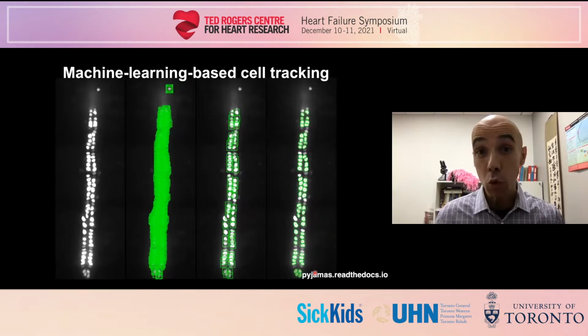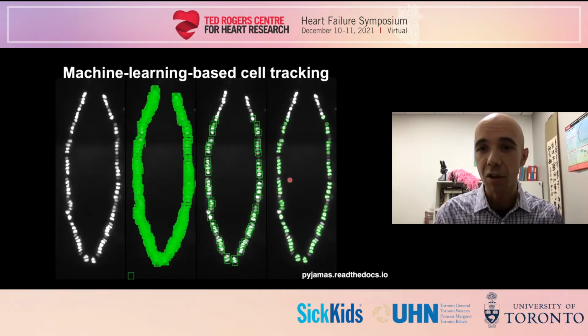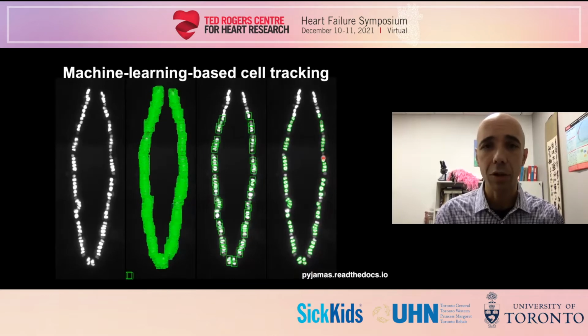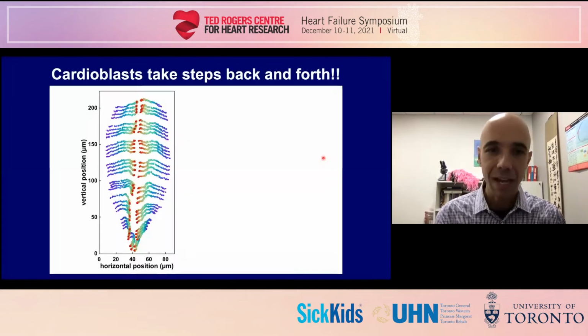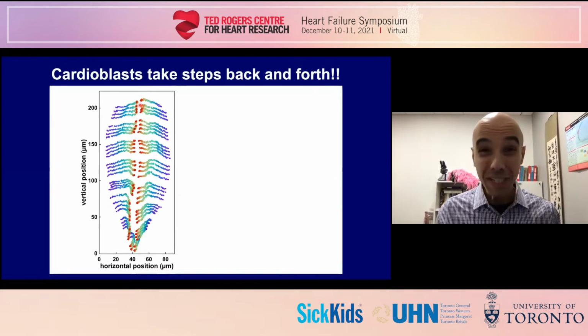Using these tools, we can now reconstruct the trajectories of every single cardioblast as they migrate to form the heart tube. An example of that is shown here, where color indicates time. Of course, there's a lot of information embedded within these trajectories, and we can start plotting different features of the movement of the cells.